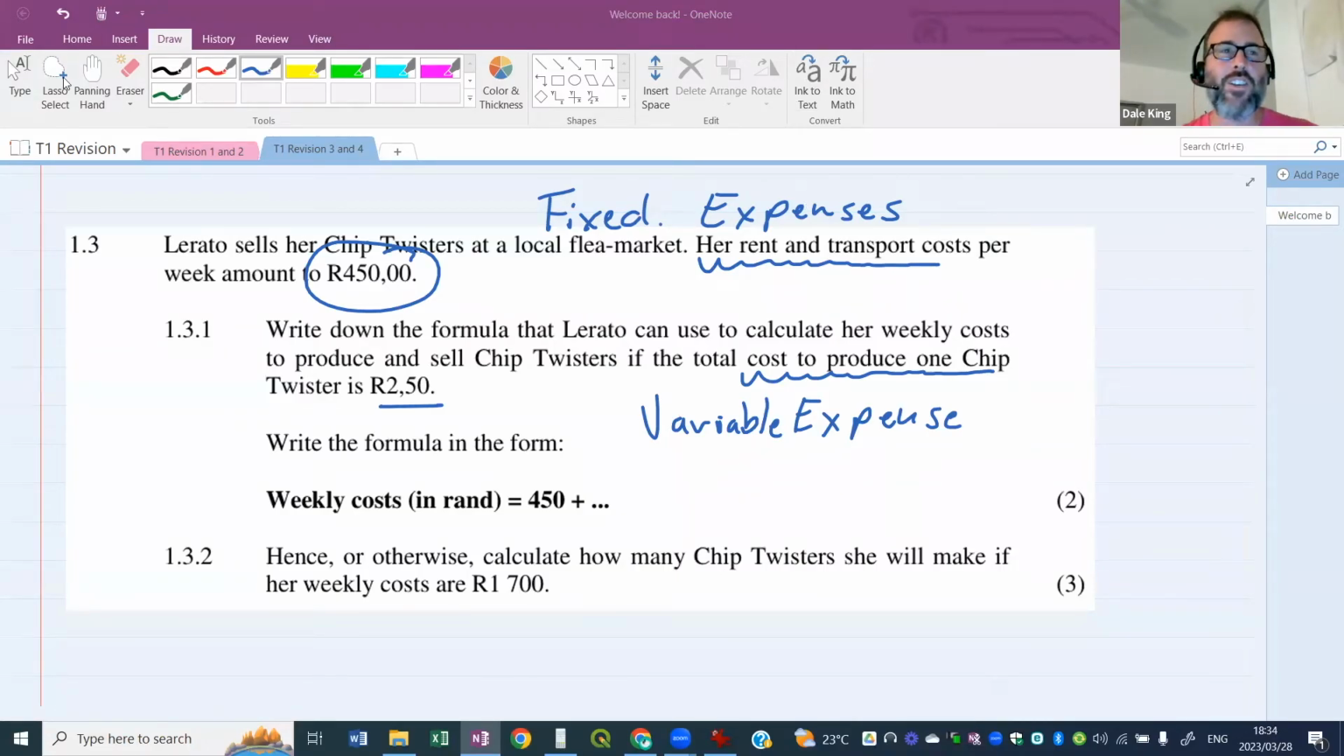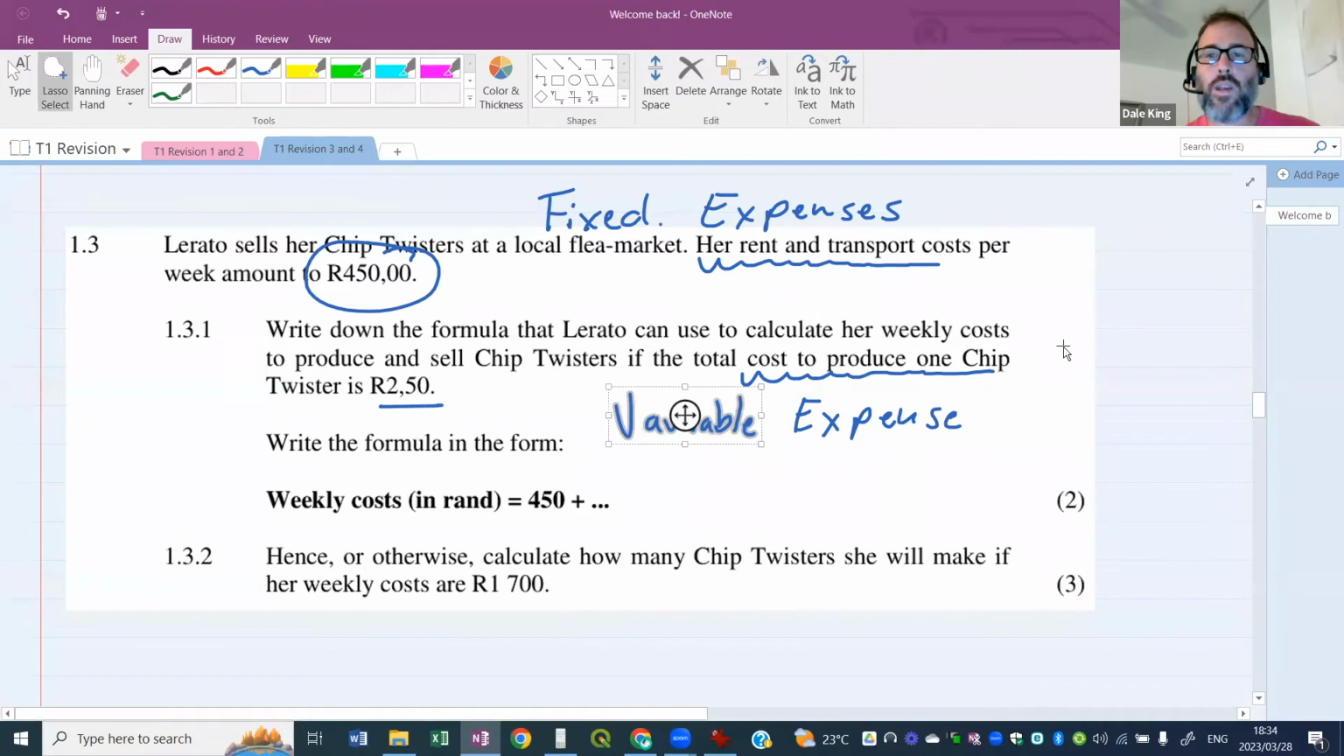All right, very good. So this cost will change depending on how many chips she sells. I keep on wanting to say ships. She's not selling ships, she's selling chips. All right, so let's build a formula. Her weekly costs in total now, which is going to be the fixed costs and the variable costs, is equal to 450 Rand plus what? How is she going to work out what her variable costs will be?